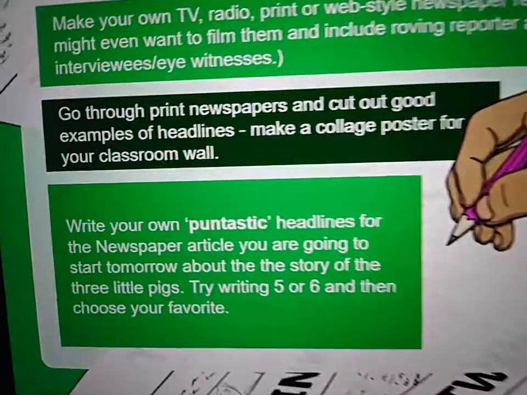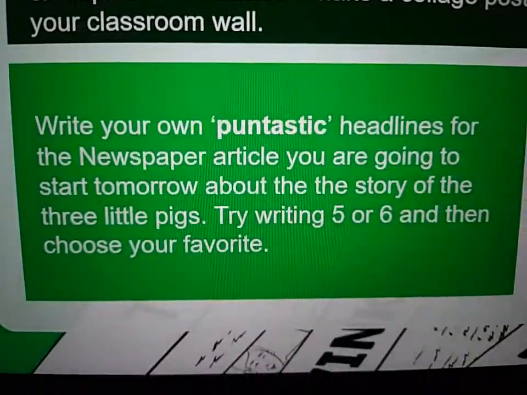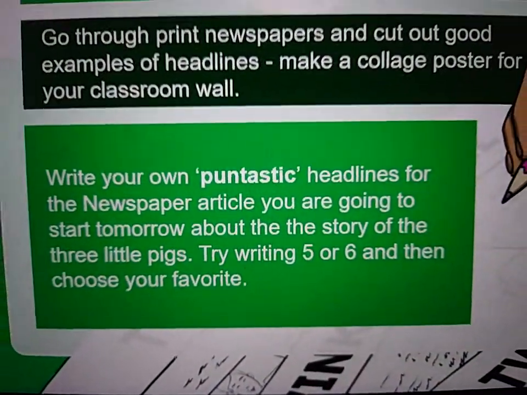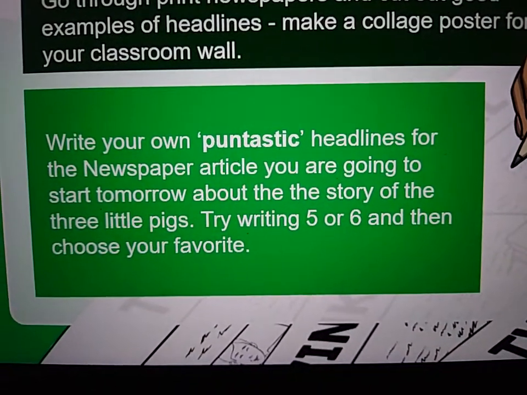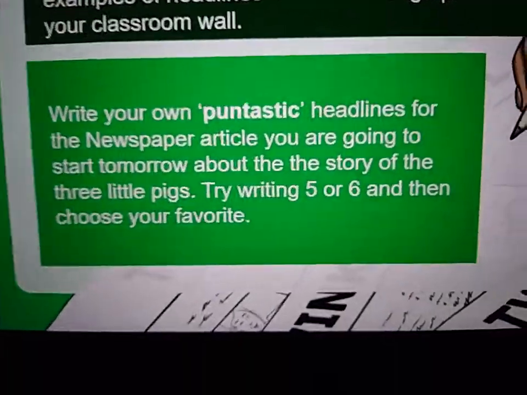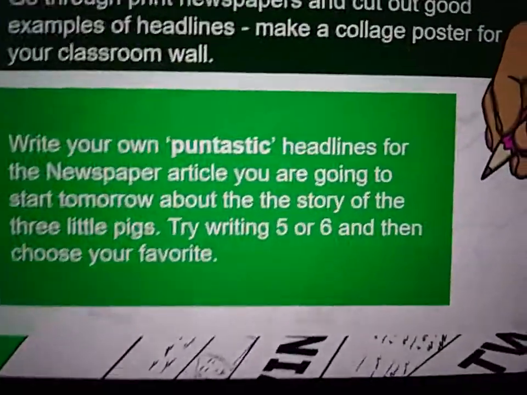All I'm interested in this one really is this one. I'd like you to write your own fantastic headline for the newspaper article you're going to start tomorrow about the story of the Three Little Pigs. So what's your headline going to be? Remember, make it fantastic.